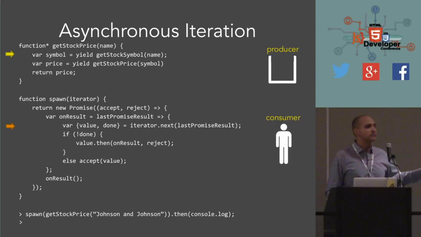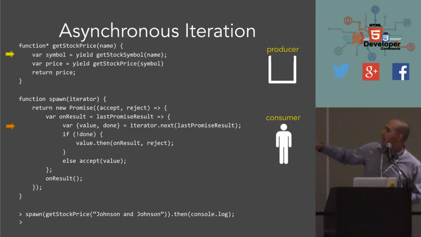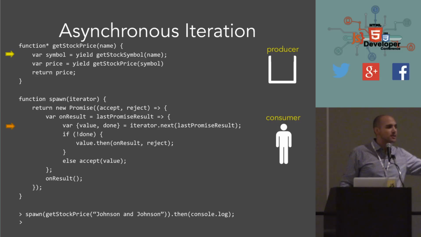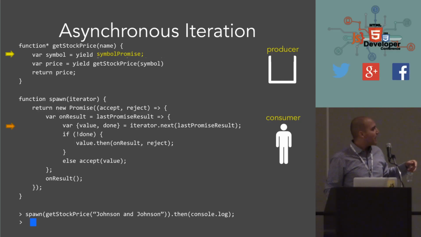Let's take a quick look at it. So I've written this special async function. This async function is the consumer, and our getStockPrice function is the producer. So we're going to first write this function onResult, which we're just going to keep passing to the promises, thenning to the promises we get back from the producer. So I call this function, we jump up here, I ask for the first result from getStockPrice.